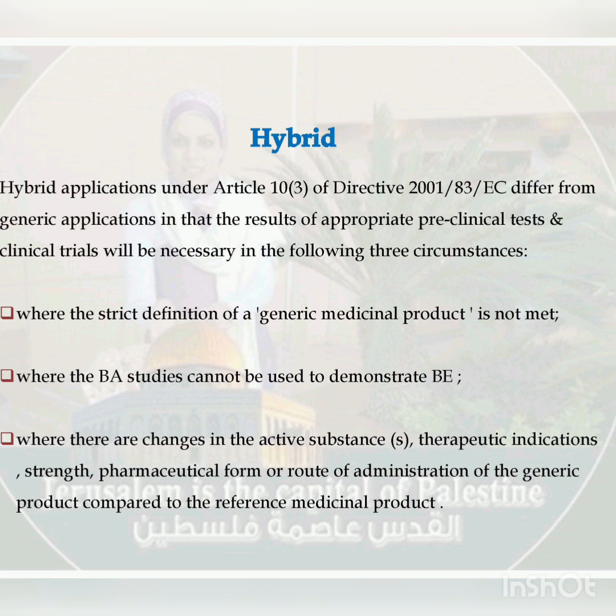Applications under Article 10.3 of Directive 2001/83/EC differ from generic applications in that the results of appropriate preclinical tests and clinical trials will be necessary in the following three circumstances: where the strict definition of a generic medicinal product is not met, where the bioavailability studies cannot be used to demonstrate bioequivalence, where there are changes in the active substance, therapeutic indications, strength, pharmaceutical form, or route of administration of the generic product compared to the reference medicinal product.